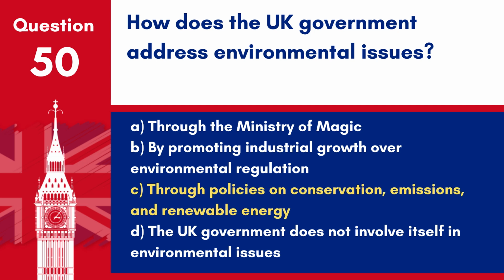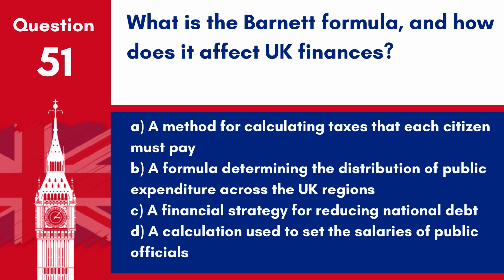Answer: C. Through policies on conservation, emissions and renewable energy. The UK government addresses environmental issues through various regulations and initiatives aimed at conservation, reducing emissions, and promoting renewable energy sources. Question 51. What is the Barnett formula and how does it affect UK finances?